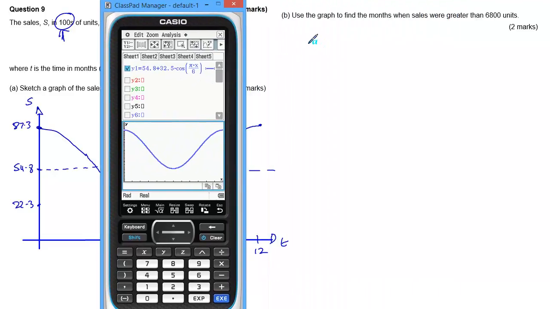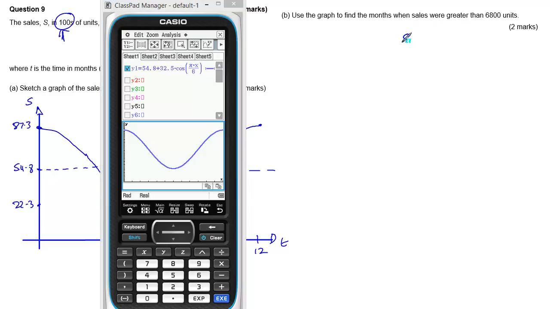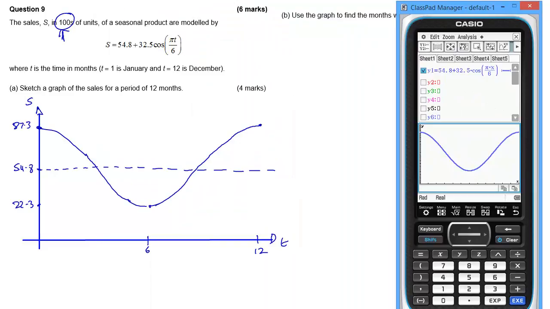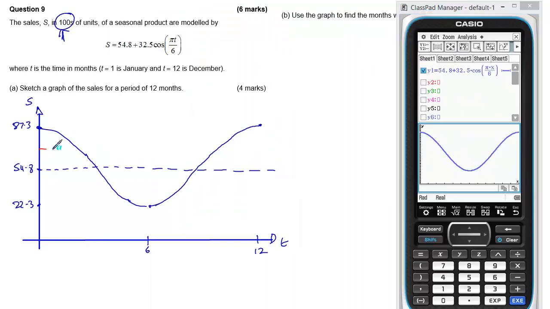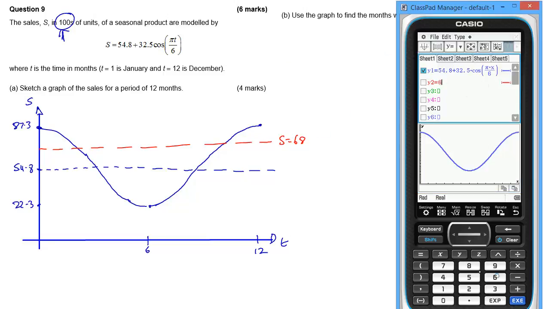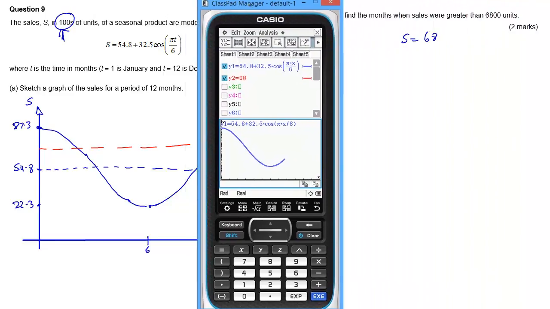And then we want to use the graph to find the months when sales were greater than 6,800 units. Now remember the hundreds of units we pointed out over here. So what we're looking at is S is 68. So something like that. And let's graph that over here on our calculator. So we'll put both of them on.